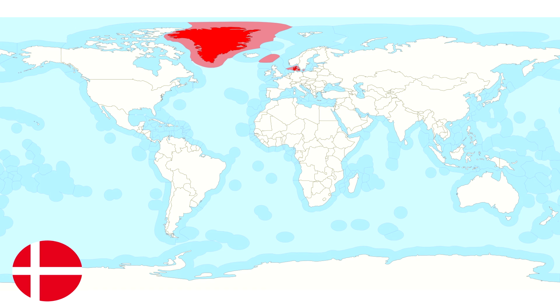Denmark, a small country, has a big area because of the Faroe Islands and Greenland. Although again, remember, this is a distorted map projection, and Greenland and consequently the sea area around it aren't as big as they seem here.